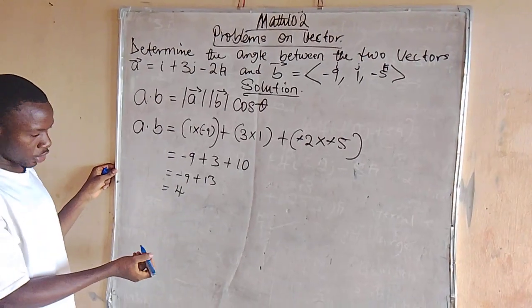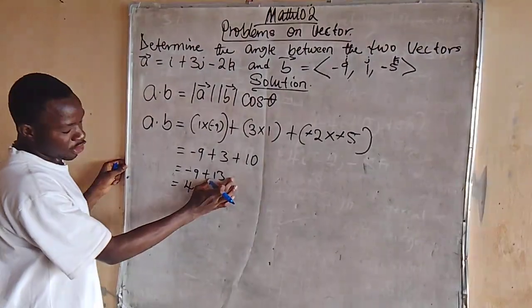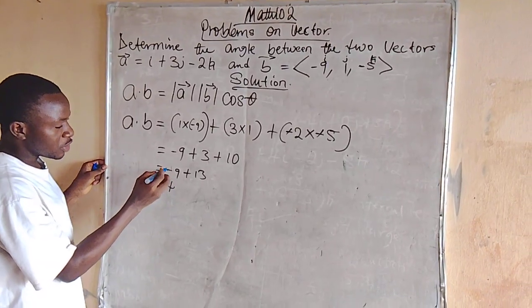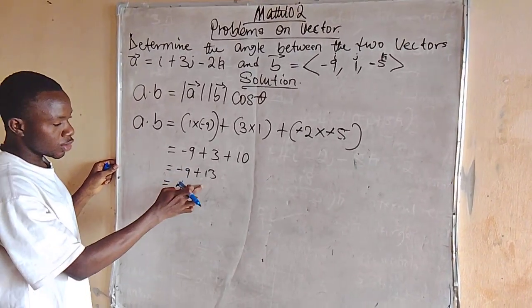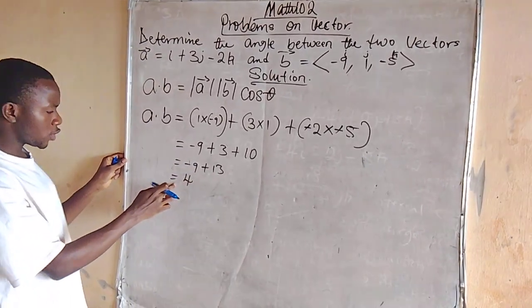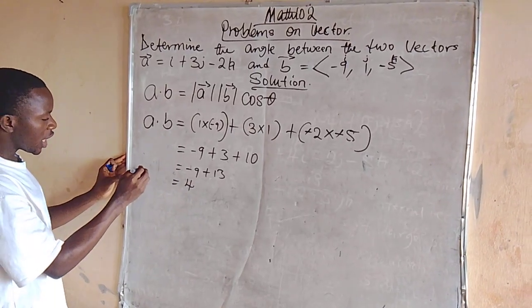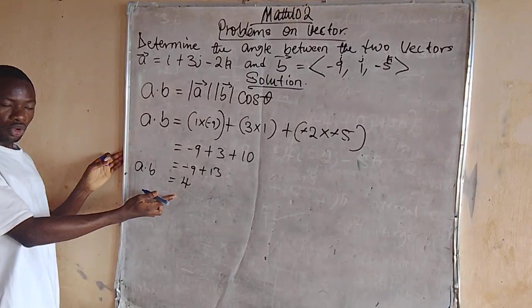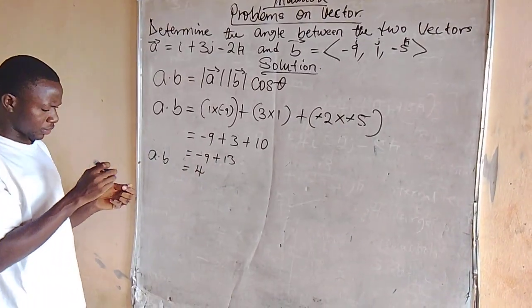Positive 4. Okay, when you have a higher number and you have a lower number having this mathematical operation minus, your answer is going to be positive. So you have positive 4. So that tells you that the dot product AB is equal to 4. Okay, I want you to take note of this.